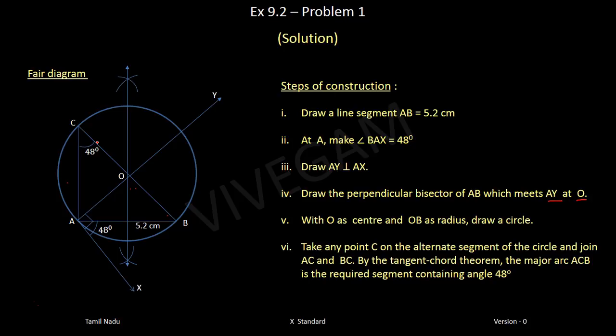And as per the tangent chord theorem, the major arc ACB is the required segment containing the angle 48 degrees. If you measure that angle, it will be 48 degrees. So this arc ACB is the major arc which contains the 48 degrees. And this is what we are asked to draw.